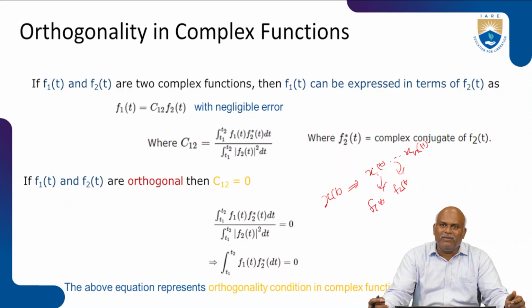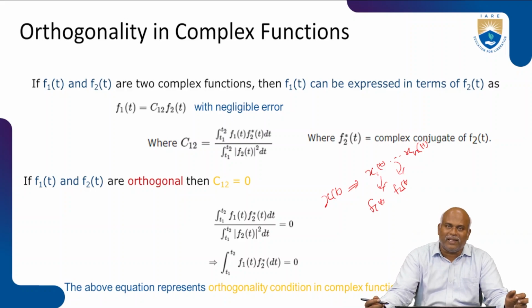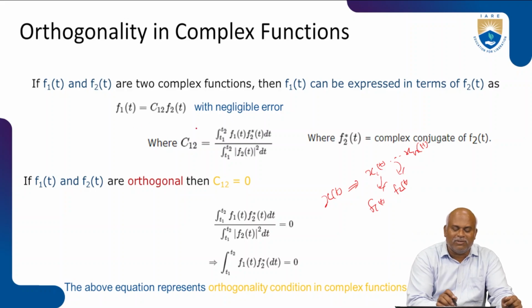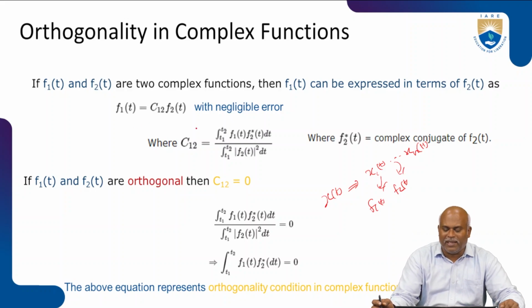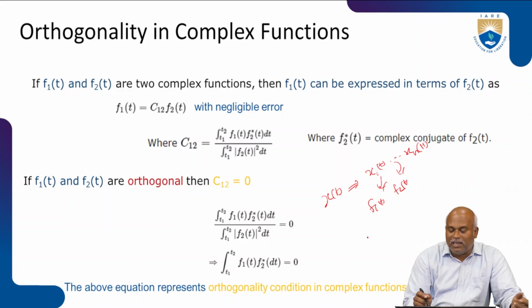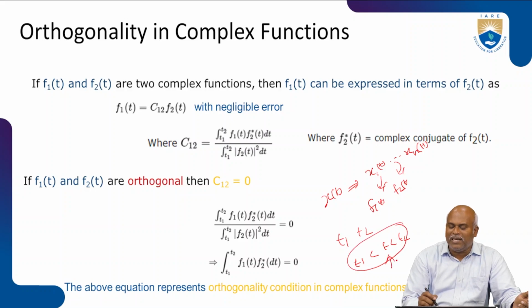Then in the case we consider the orthogonality condition, f1 of t and f2 of t are the two complex functions. f1 of t can be expressed in terms of f2 of t, then we write f1 of t is equal to c1 to f2 of t. So now take the time interval between the two signals as t1 and t2. How will it happen? t1 less than t less than t2, then what is the value of the signal representation?